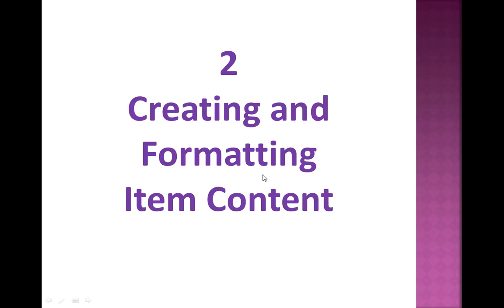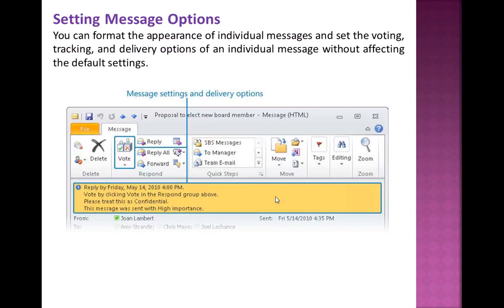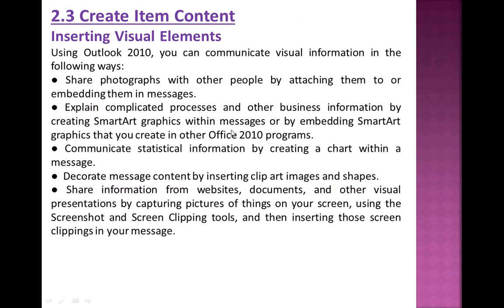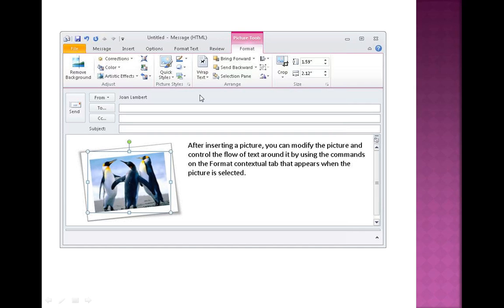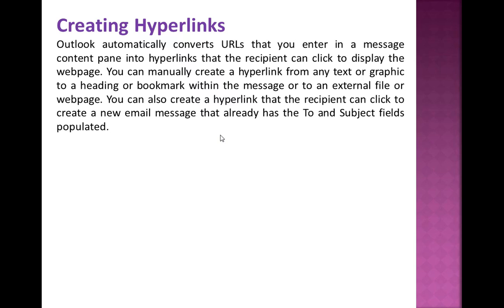Then we also talked about chapter number 2, that is creating and formatting item contents, which means how to create and how to format the items in Outlook 2010. There are 5 topics. First one is create and send email messages, how to create and how to send different messages to receivers. Then how to create and manage the quick steps. Then how to create the item contents, how to change the format, how to insert the picture, how to insert the shape, how to insert clip art, SmartArt.